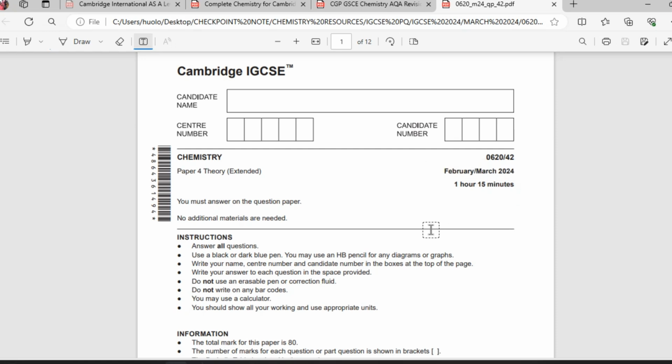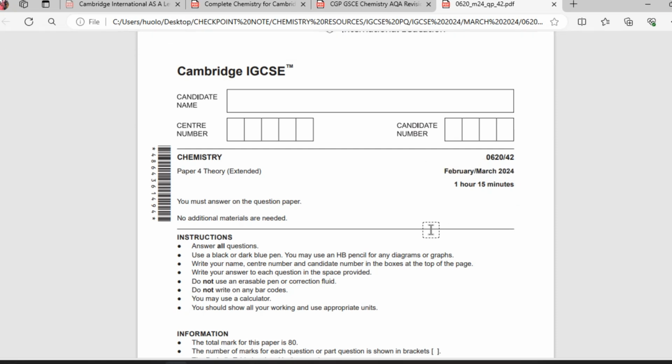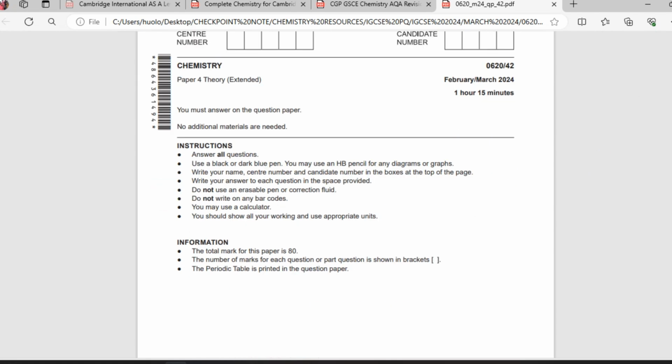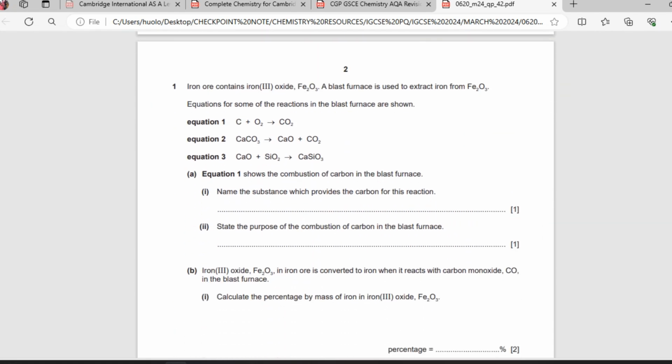Paper 4 of February March 2024. So we look at the very first question. This is about extraction of iron in the blast furnace. Okay, so we look at the very first question.